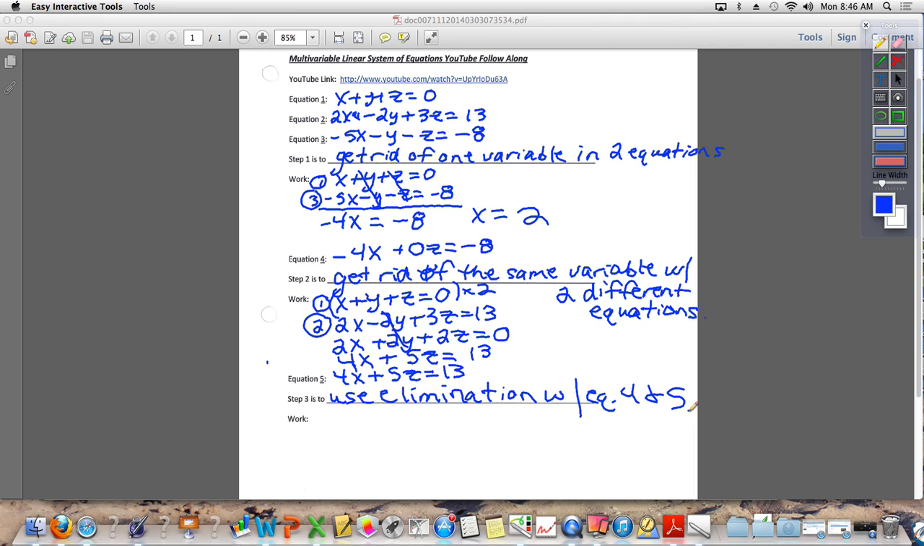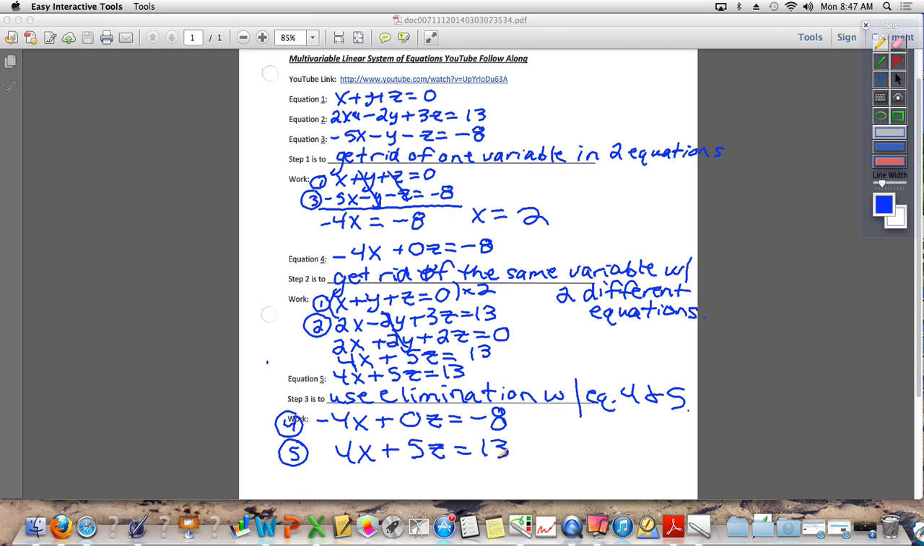Equation 4 is negative 4x plus 0z is equal to negative 8. This is equation 4, and I'm going to label it equation 4. Equation 5 is 4x plus 5z is equal to 13. Now use elimination. When you use elimination, that's when you sometimes have to multiply one of the equations by something so that one of the variables cancels out.